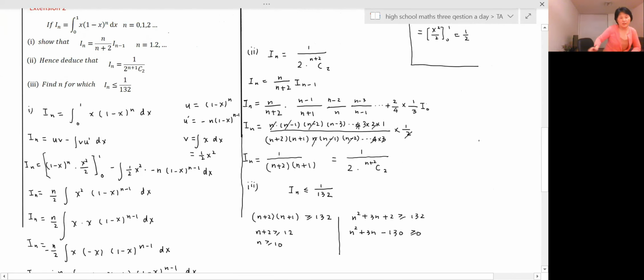Okay, so for the second question, it says show I_n will be equal to this one, which I already showed. The last bit is to find n for which I_n is less than or equal to this one. I_n is here, and this I_n is less than this one. That means this one must be larger than or equal to 132. Then I can find n larger than or equal to 10. Okay, so we finished all these 3 questions.